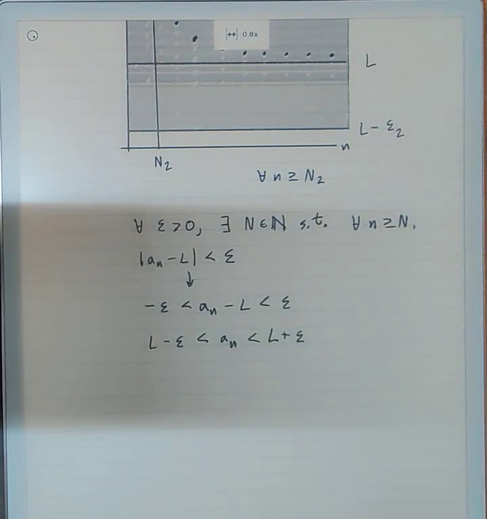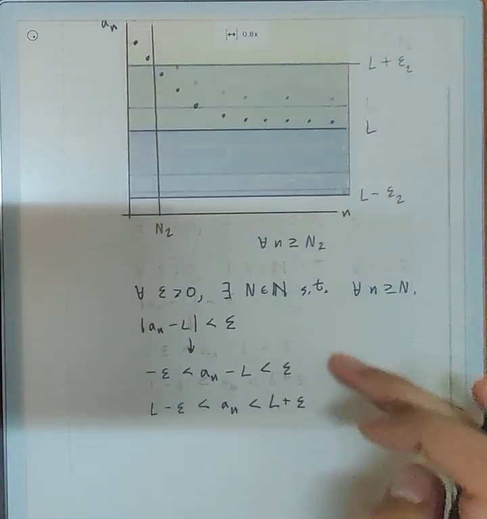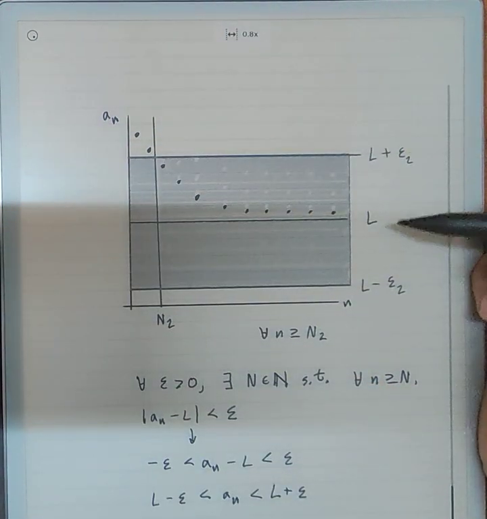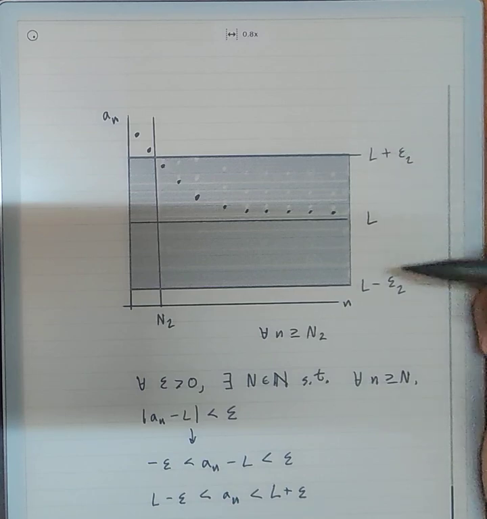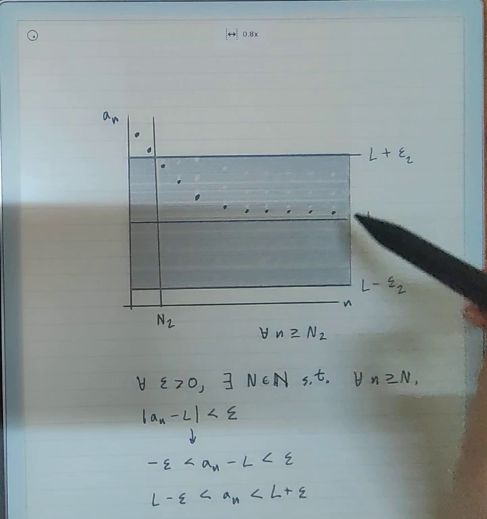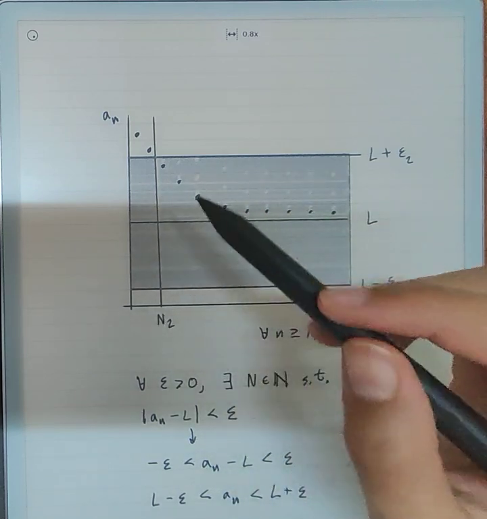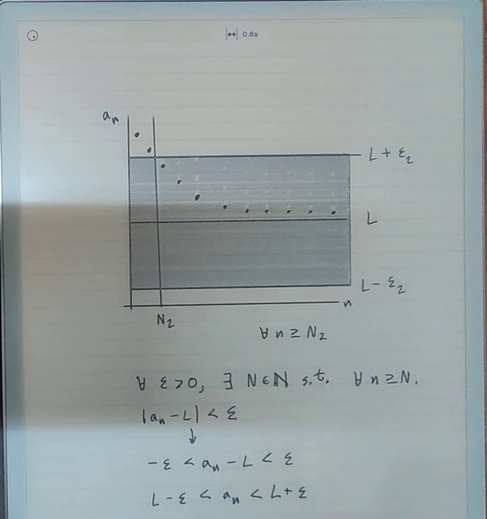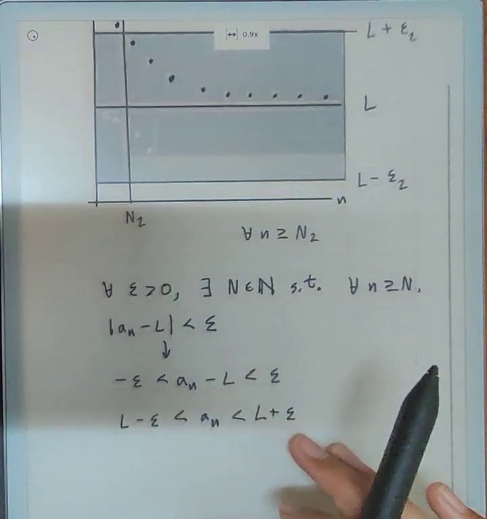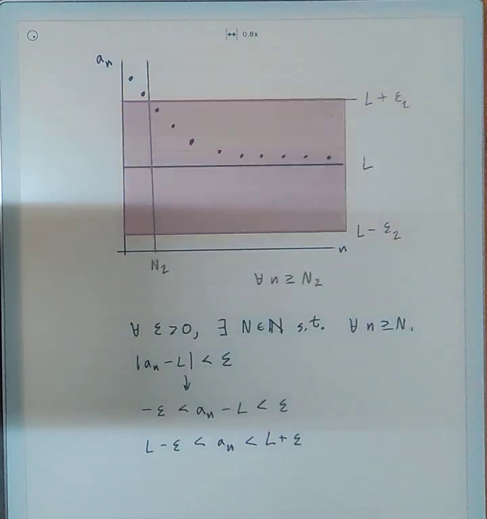And if you remember, this is exactly how we've been visualizing it. I define some tube around L. I have L plus epsilon and I have L minus epsilon. And every single element in my sequence, a_n, after my value N, falls within that neighborhood. So this is the formal definition of convergence, and this is how you can visualize it.